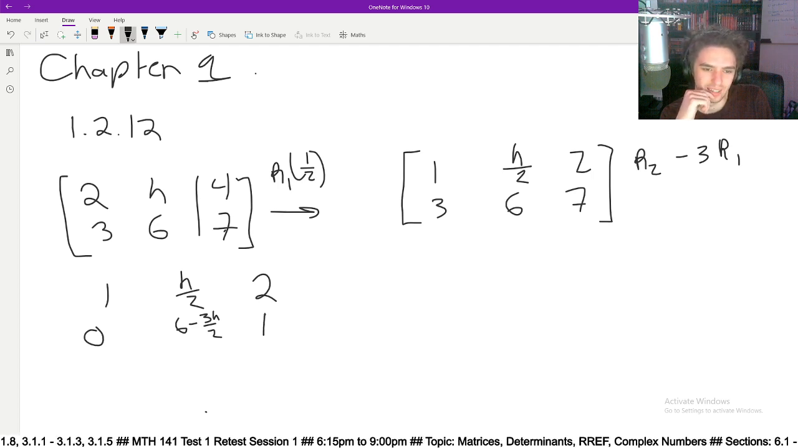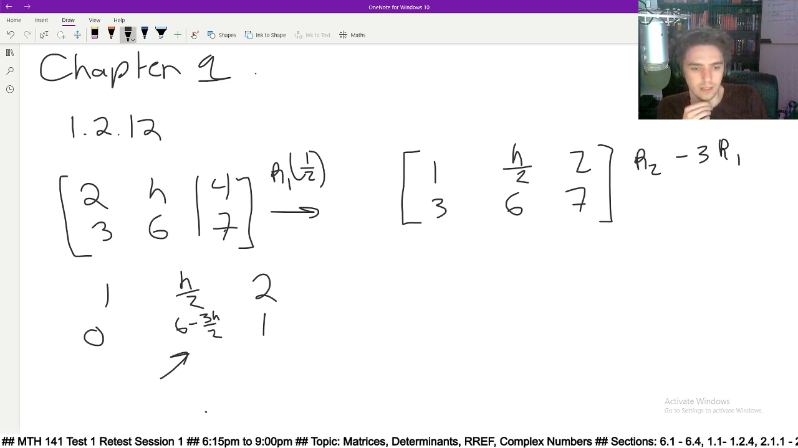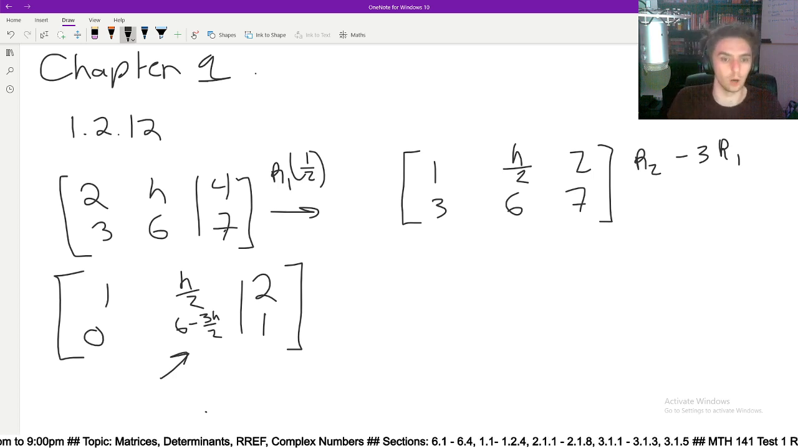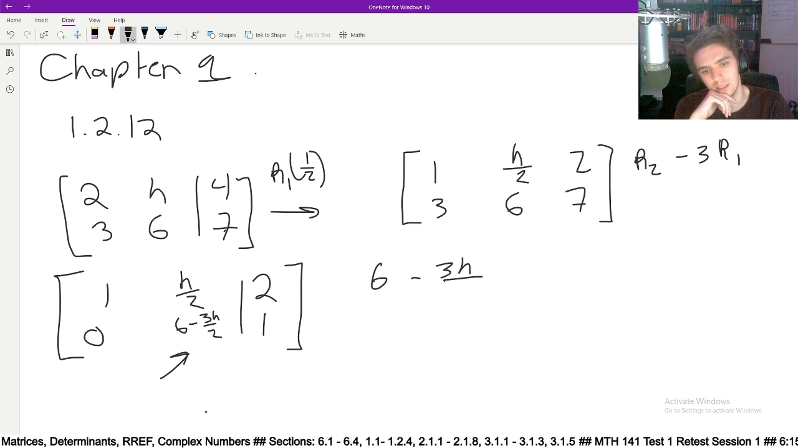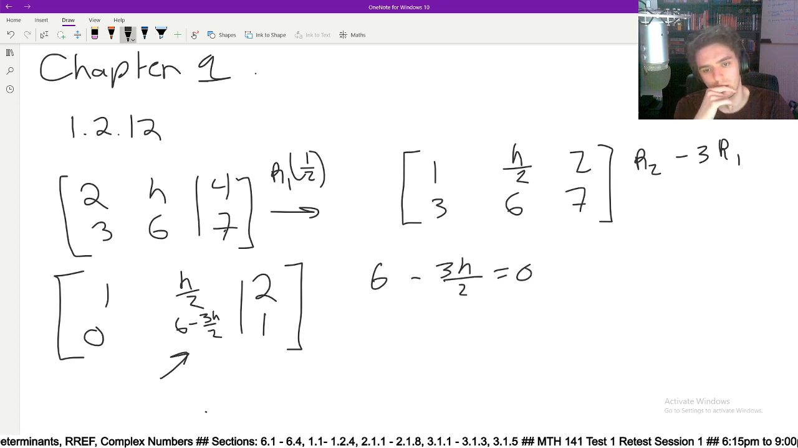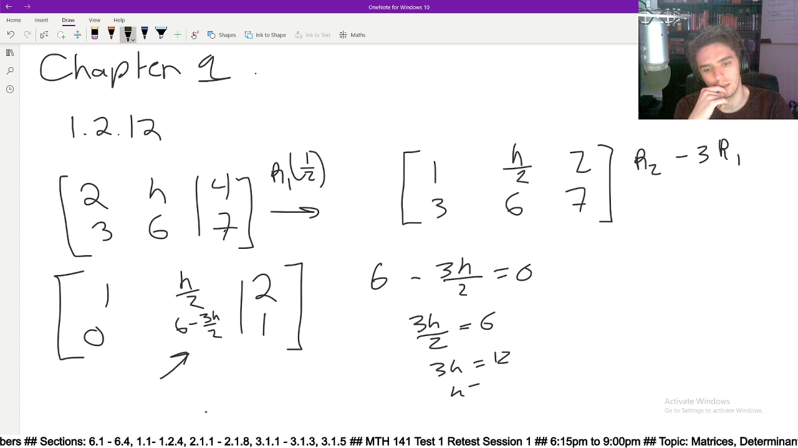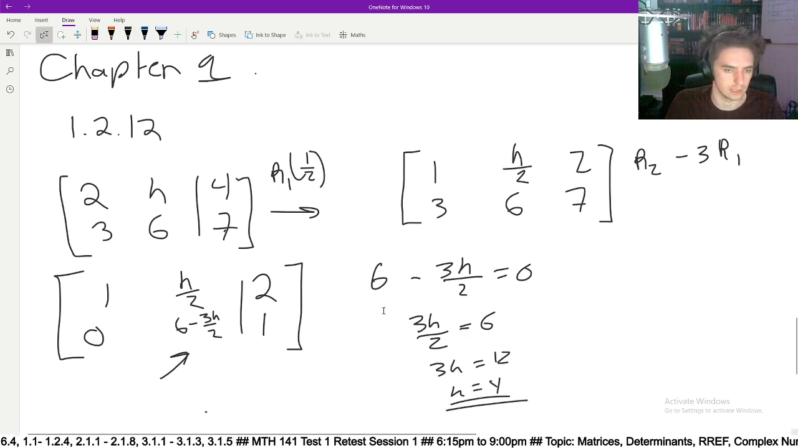Well, what we're really interested in is this down here, right? If that equals 0, then it's an inconsistent system because you have 0 times the first variable plus 0 times the second variable, which has to be equal to 0, but it's equal to 1. So the only time this is inconsistent is when this is equal to 0. So 6 minus 3h over 2 equals 0, so 3h over 2 equals 6, 3h equals 12, h equals 4. So when h equals 4, that's when the system is inconsistent.